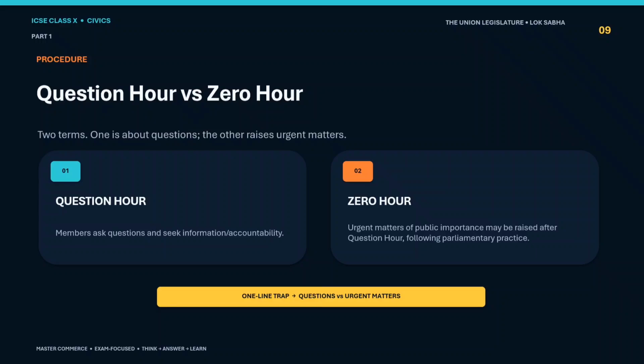Next we have question hour versus zero hour. Now this is one of the most important distinctions. Question hour is the period when members ask questions and seek information from ministers. It is closely connected with accountability. Zero hour is a bit different. It is used to raise matters of urgent public importance after the question hour, according to parliamentary practice. So your memory hook is simple. Question hour is questions, zero hour is urgent matters.